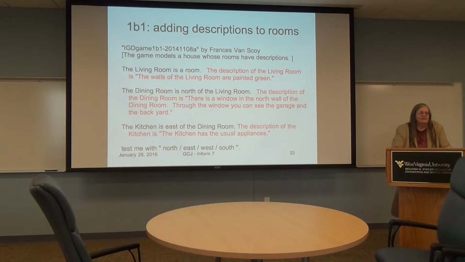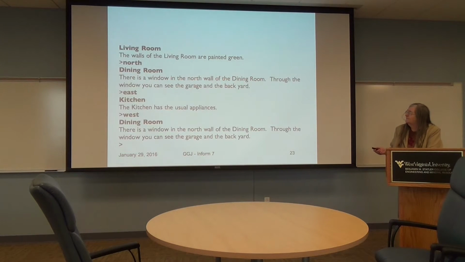But the rooms are pretty boring. I just have names of rooms. And so I want to add descriptions to the rooms. For example, I'm saying the living room is a room, and then I added another sentence. The description of the living room is the walls of the living room are painted green. The dining room is north of the living room. The description of the dining room is there's a window in the north wall of the dining room. Through the window you can see the garage and the backyard.